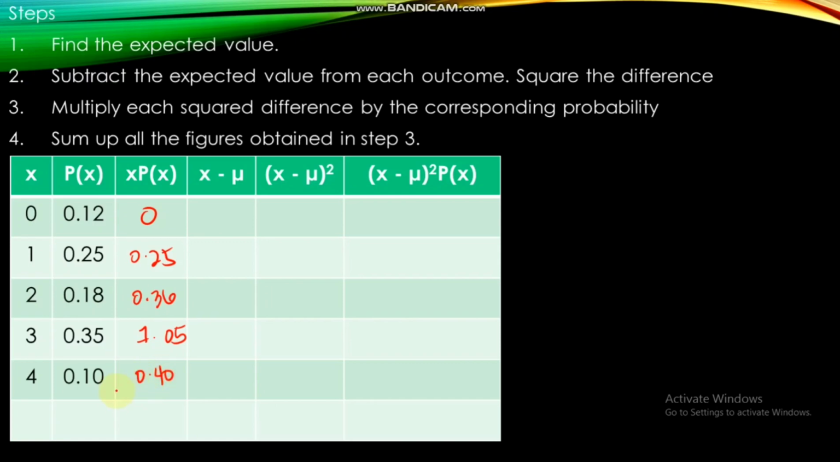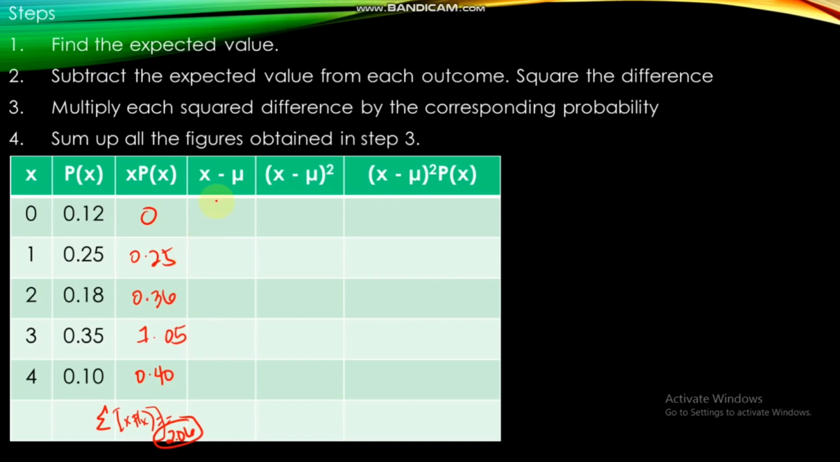When we add all of these, that is the expected value or the mean of the discrete random variable. So we find the total sum of x times p of x, which equals 2.06. So that is the value of the mean or the expected value.